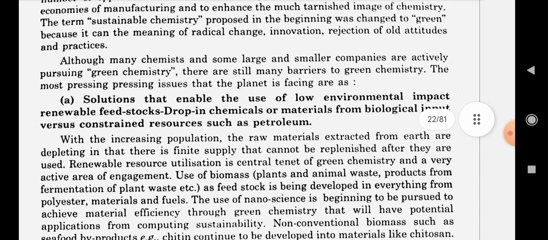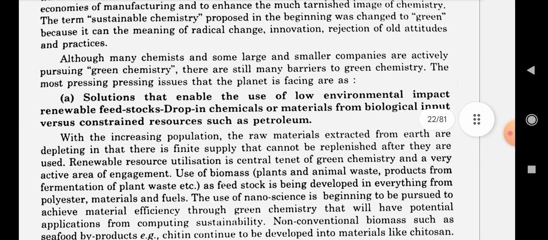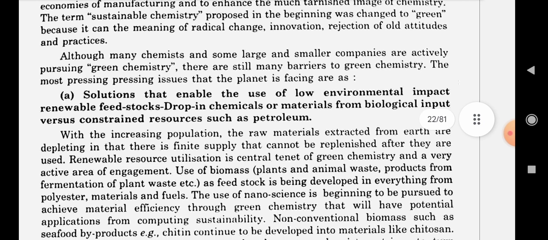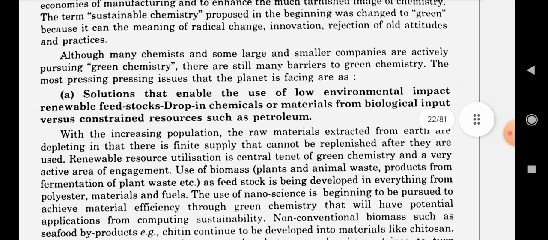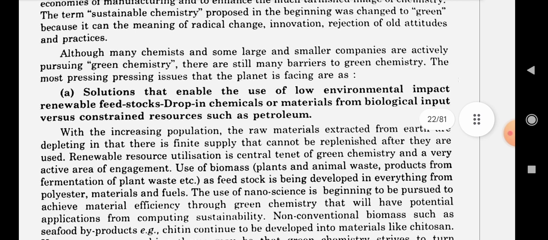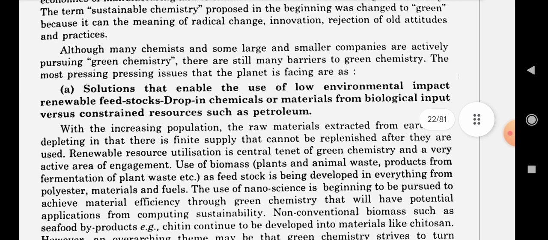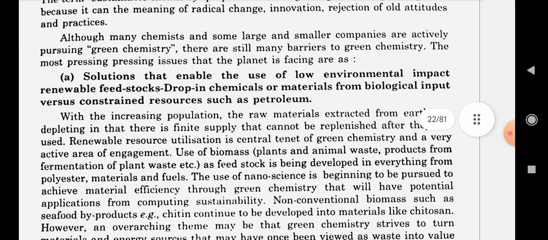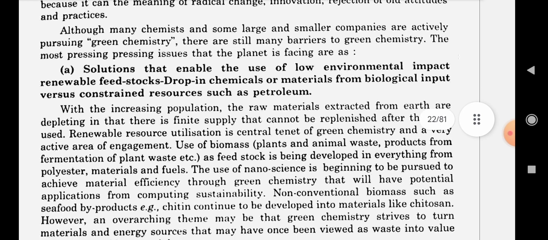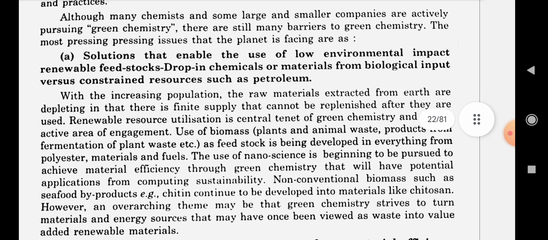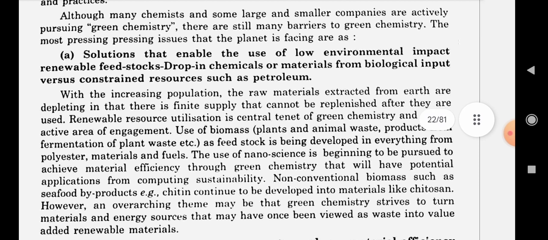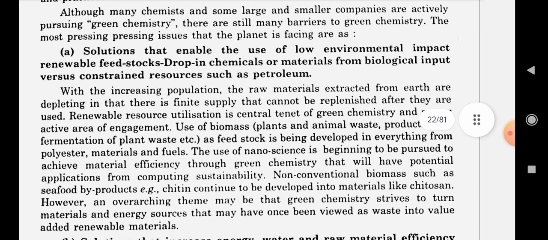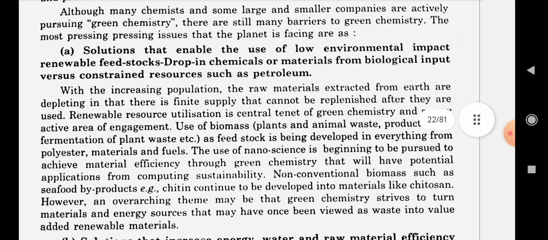The term sustainable chemistry, proposed in the beginning, was changed to green because of the meaning of radical change, inventions, and rejection of old attitudes and practices. Although many chemists and some large and smaller companies are actively pursuing green chemistry, there are still many barriers to it.